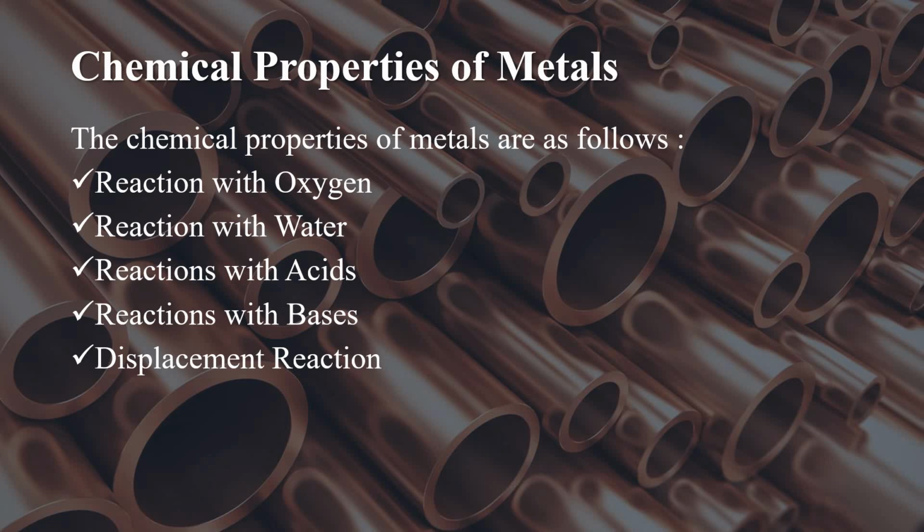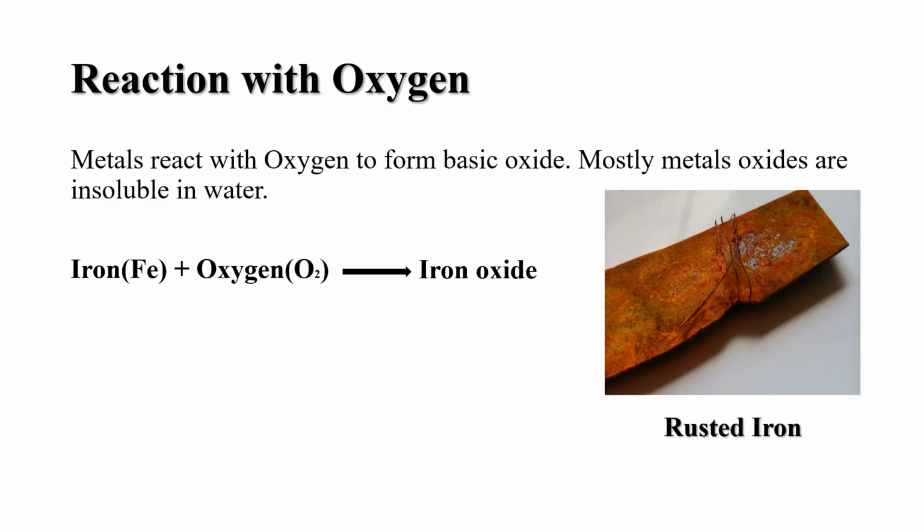The major chemical reactions of metals are reaction with oxygen, reaction with water, reaction with acids, reaction with bases, and we will also discuss displacement reactions. So first of all, let us understand the reaction of metal with oxygen. Students, all metals combine with oxygen to form metal oxides, which are generally basic in nature. Different metals react with oxygen under different conditions. For example, iron reacts with oxygen and forms iron oxide. The chemical name of iron oxide is ferric oxide.